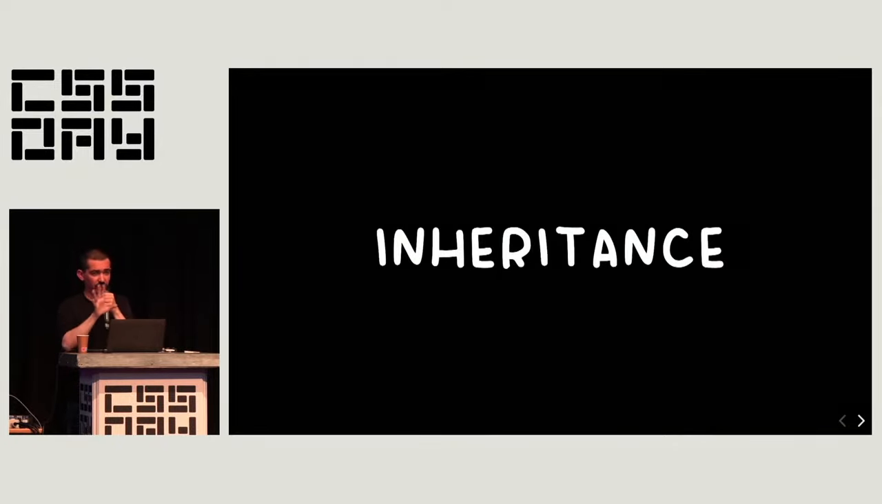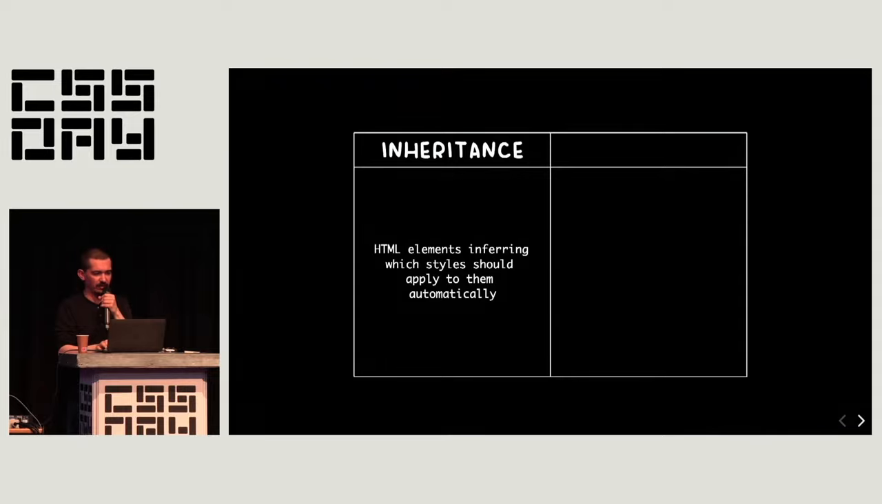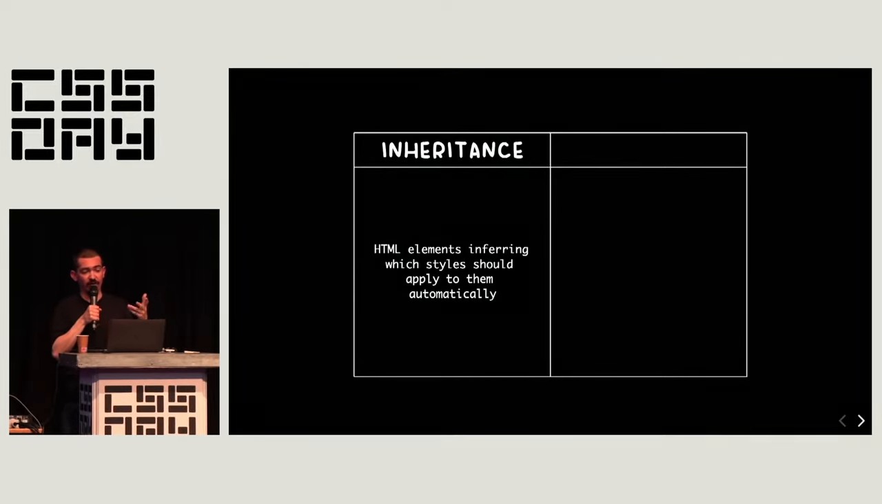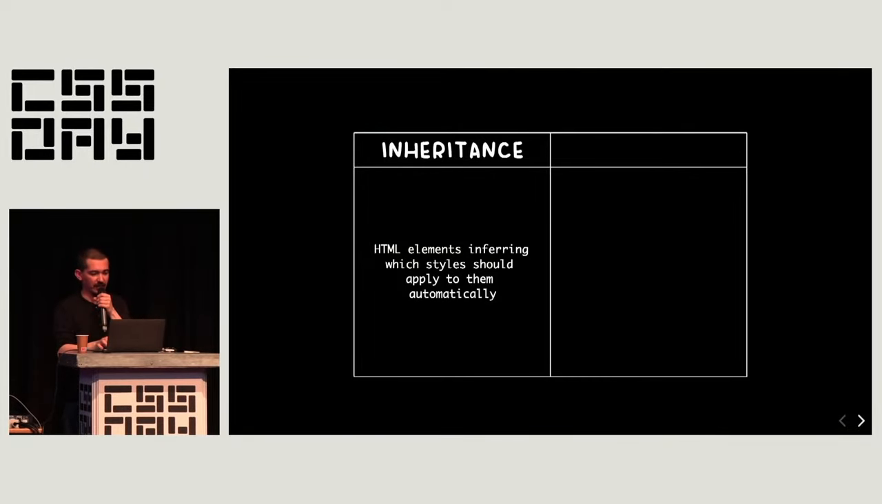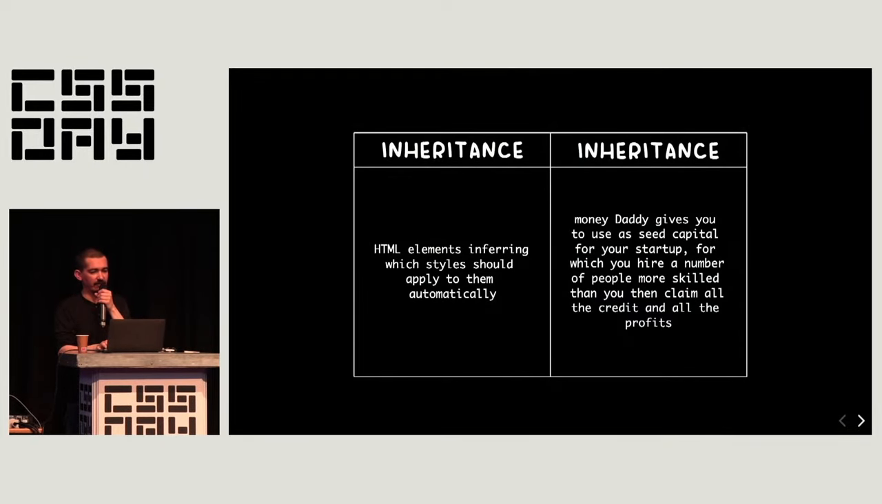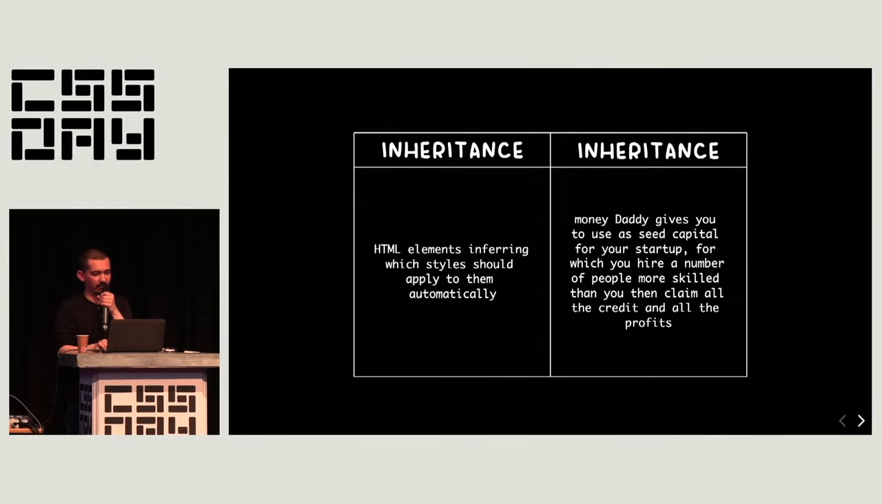Just to disambiguate, there are two types of inheritance in web development. The first kind is HTML elements inferring which styles should apply to them automatically. And the second is money Danny gives you to use as seed capital for your startup, for which you hire a number of people more skilled than you, then claim all the credit and all the profits. One of these types of inheritance is quite popular among the software and web development communities. One, not so much.